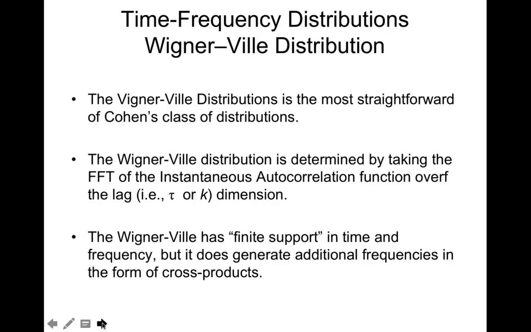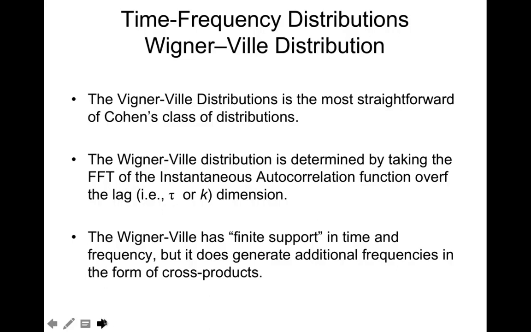So one of the ways to get rid of that is to use a filter in the time domain, a windowing kind of filter, before we take the Fourier transform. It just depends on the approach, but the first thing that I want to talk about is this idea of the Wigner-Ville distribution. It's the most straightforward of what we call Cohen's class of distributions, and basically it's determined by taking the FFT of the instantaneous autocorrelation over the lag dimension.